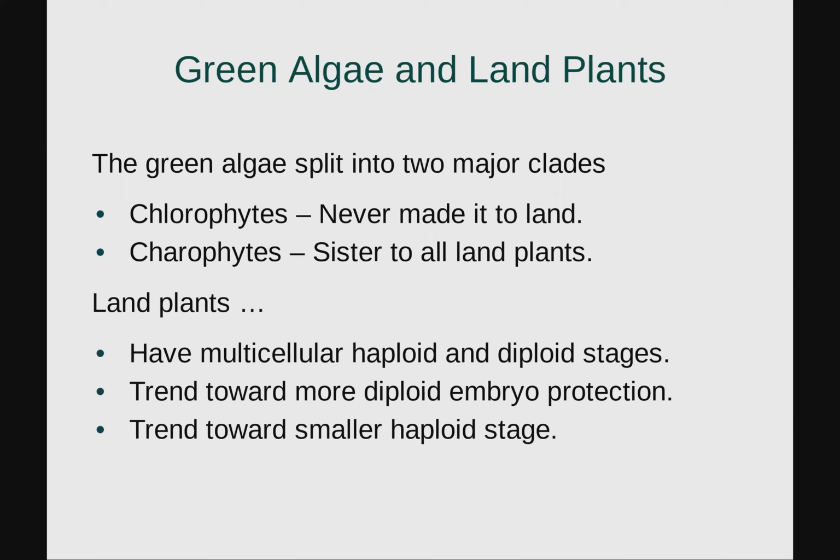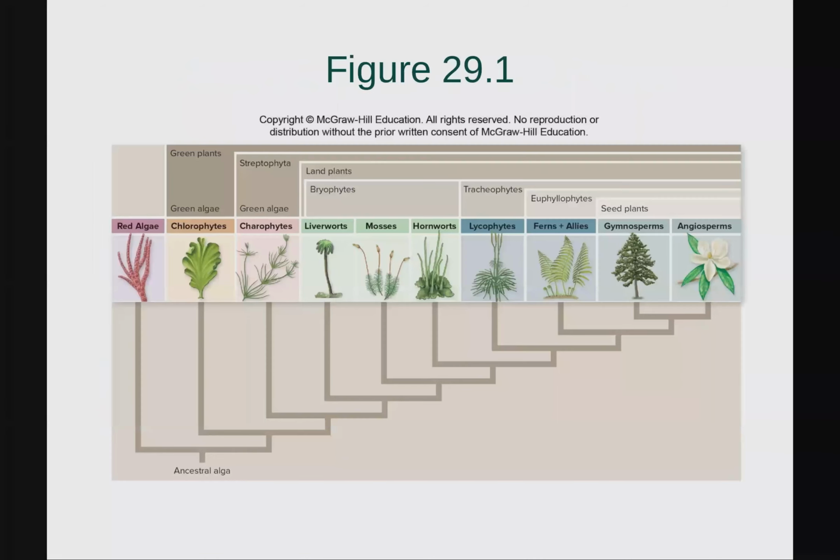haploid and diploid stages. They trend towards more diploid embryo protection, and they trend towards smaller haploid stages, unlike our algae and like many of the protists that we discussed.